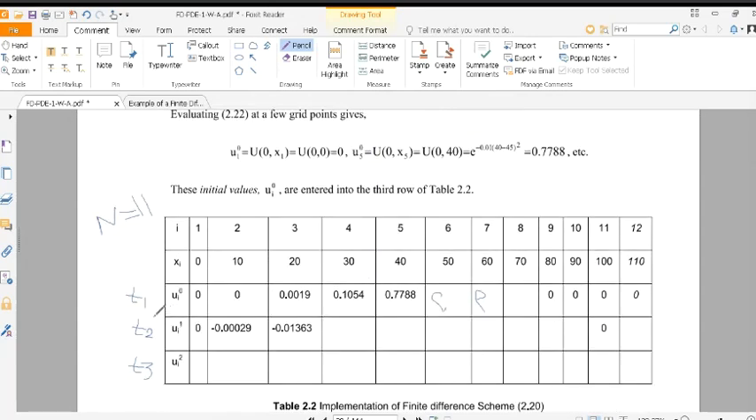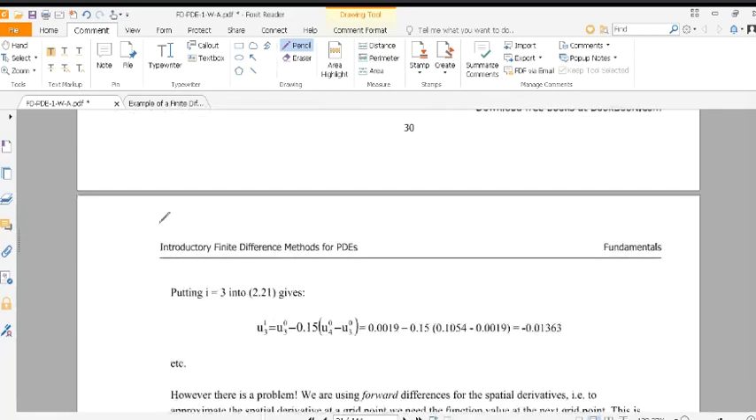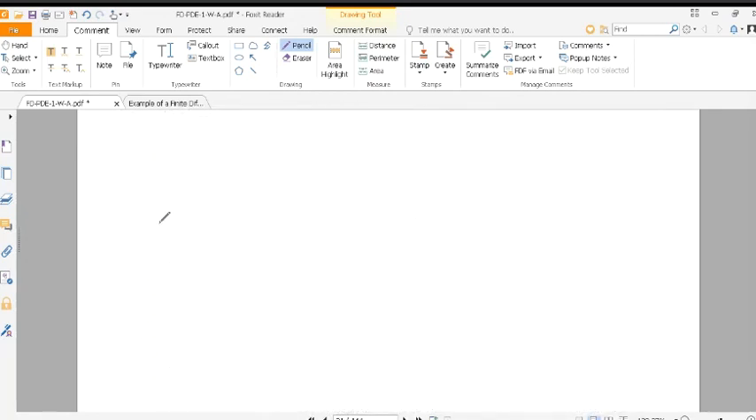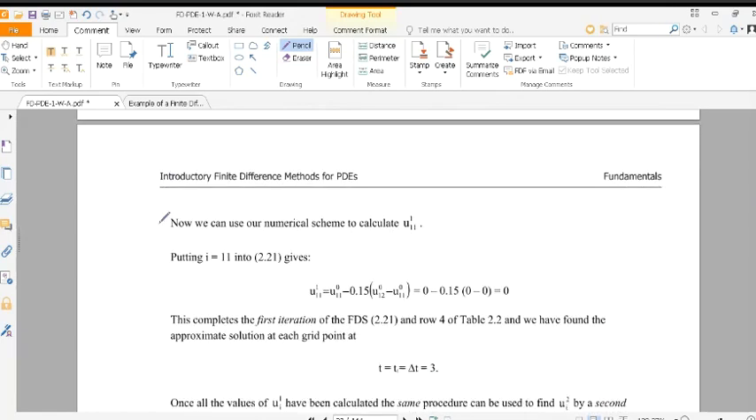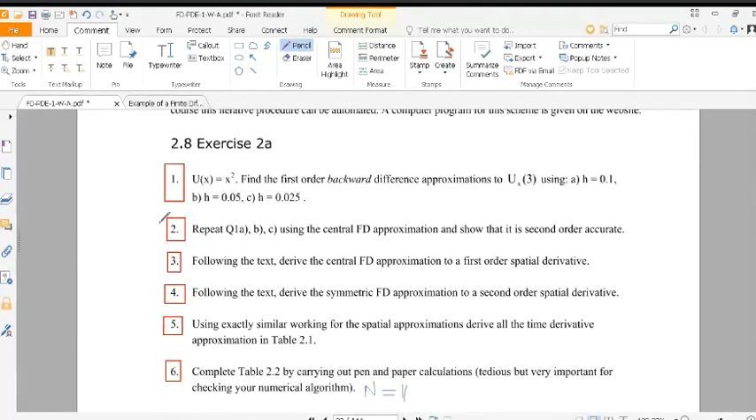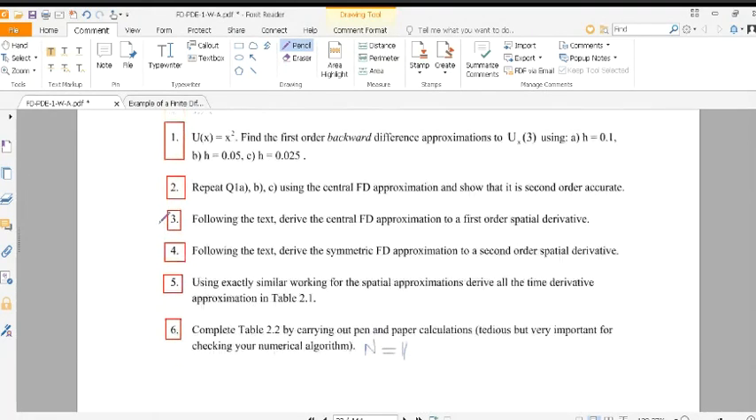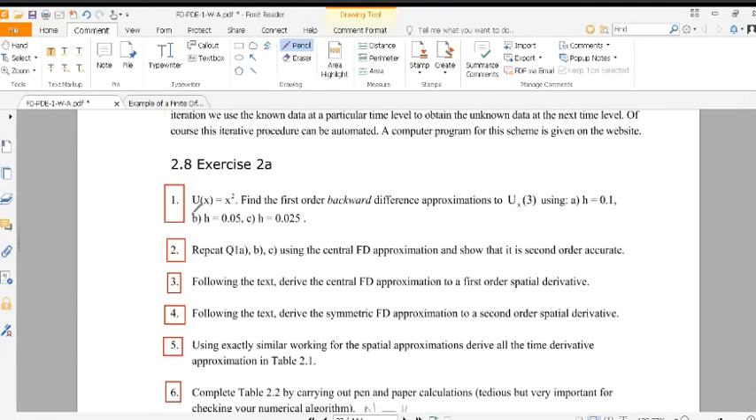Some values of U for T1, T2 and T3 are in this table, but you should solve this example completely for n equal to 11 and send me your solution by Sunday. Okay? This section of this book is finished, and you can see some exercises on this page. Exercises 1, 2, 3, 4, and 5 should be solved.